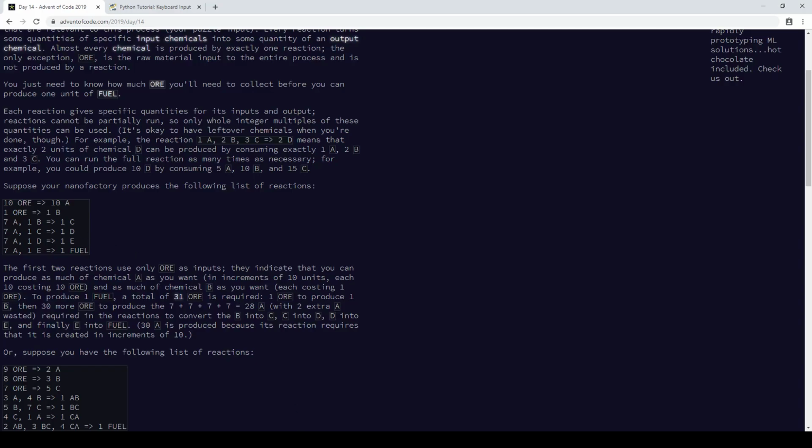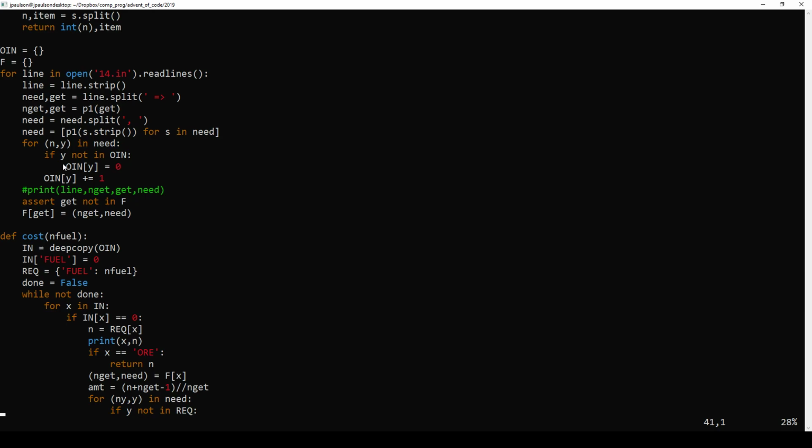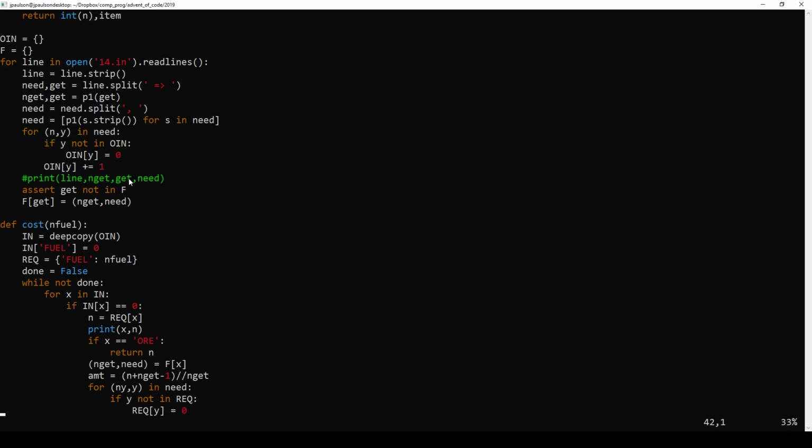So in this case, you get to make A, you get 10 of them at a time, and you need 10 ORE. So that's the parsing. And also keeping track of the in-degree of everything. So, how many formulas is this thing used in?